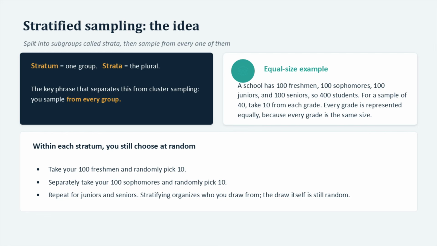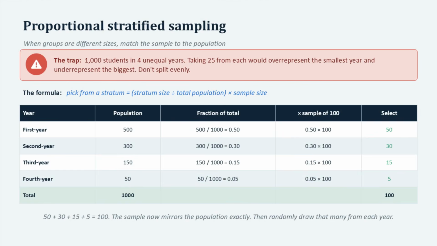Now, real populations usually aren't this neat. The groups are often different sizes. So next, let's see what happens when the strata are unequal. Okay, this is the slide where a little bit of math comes in. So let's go through it carefully together.